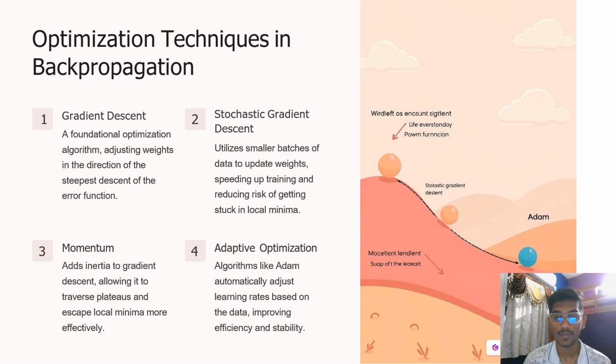Then we have adaptive optimization. There are various optimization algorithms like Adam, which automatically adjust the learning rates based on the data, and it has very good control over the data traversal, where it automatically optimizes based on the data patterns found in the data.